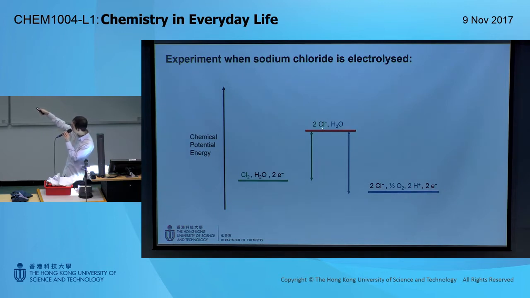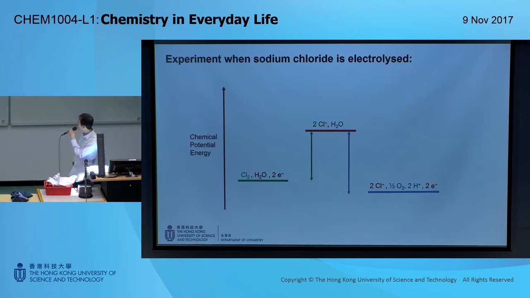If we change the chloride part and form chlorine, this is not our predicted one, we have a smaller energy change. If we take the water and form oxygen and hydrogen plus, you see the chloride has not changed. So if we electrolyze the water, then we will have a bigger energy change. This is what we mean by predicting the E values.